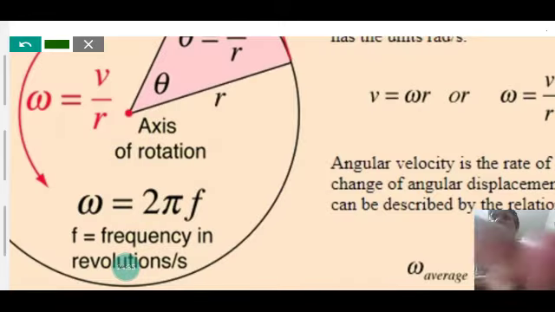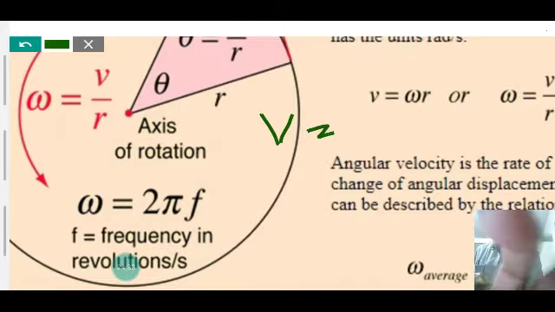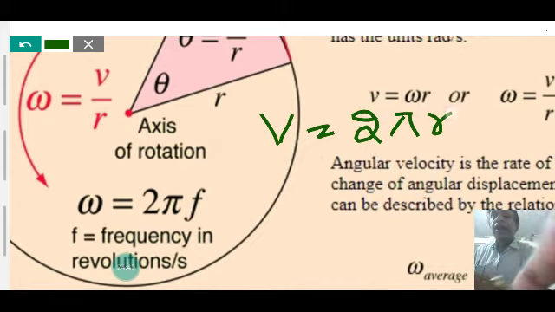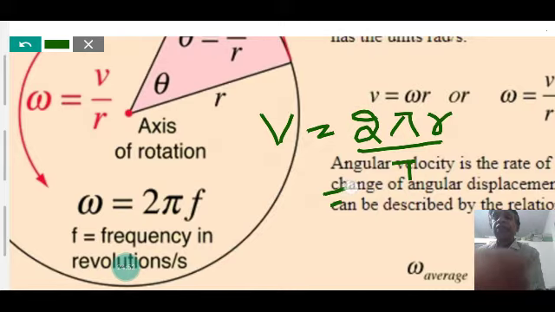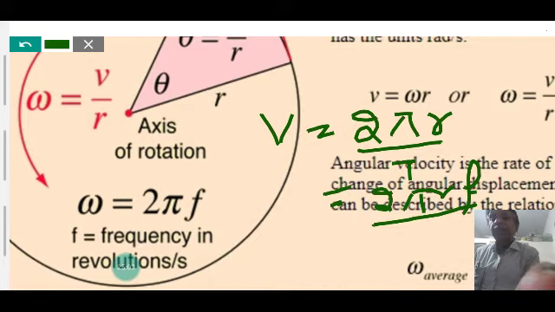Here v is equal to 2πr by T, where 2πr is the circumference. It is clear. Now we also know that 1 by T is known as the frequency, the inverse of the time period. So v is 2πr times f. If we put the value here and cancel r, we get that angular velocity is equal to 2π into f.